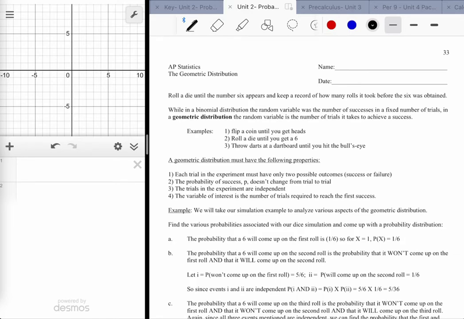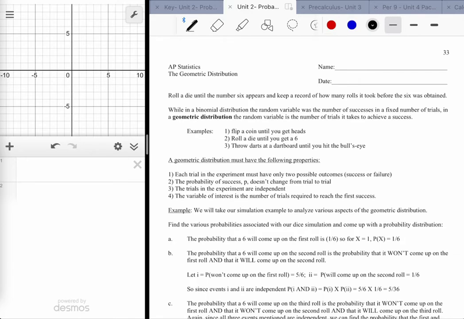very similar to binomial distribution in the sense that there are criteria, and the only thing that differs from the binomial in a geometric distribution is the number of trials. All right, so I have the example here: roll a die until the number 6 appears, and keep a record of how many rolls it took before the 6 was obtained.